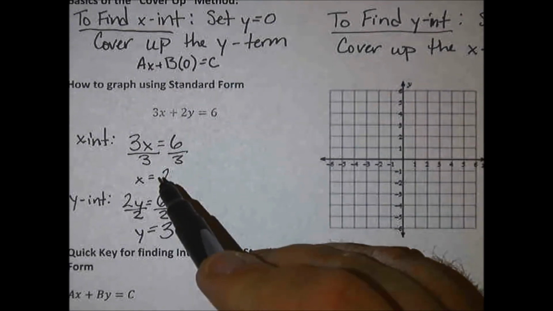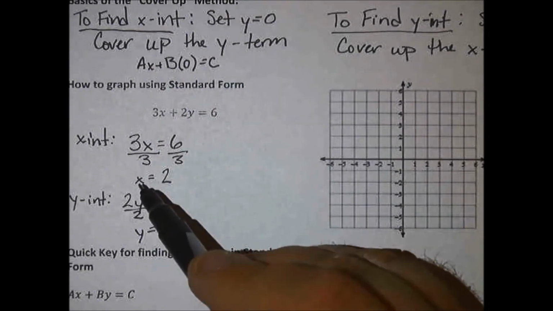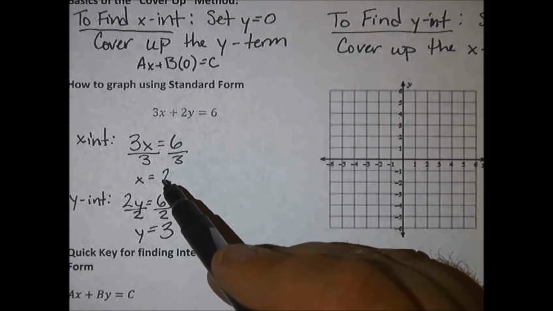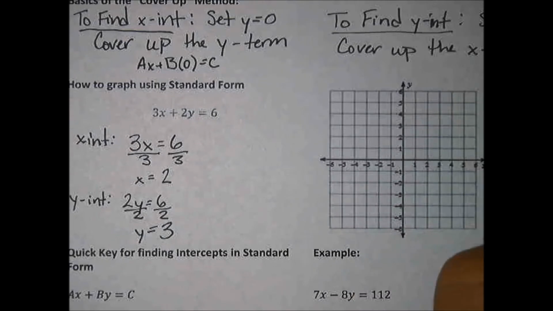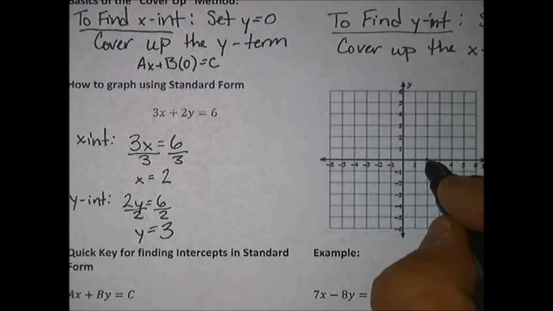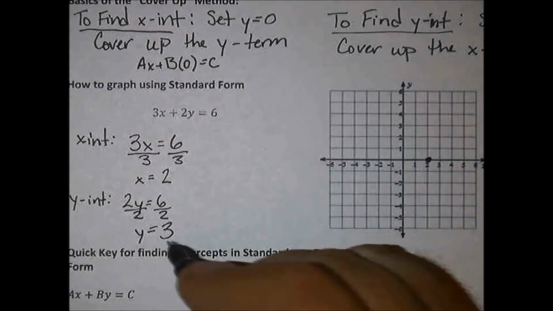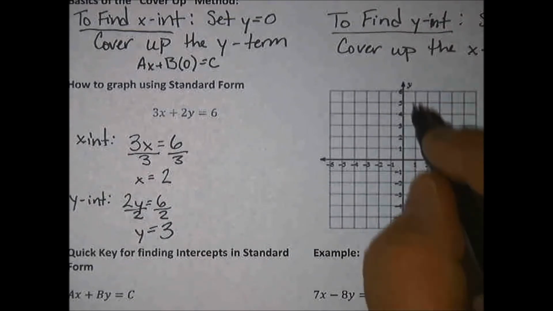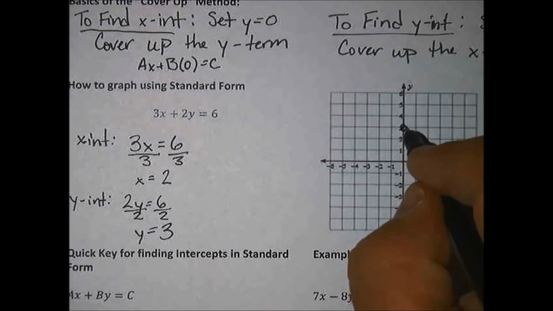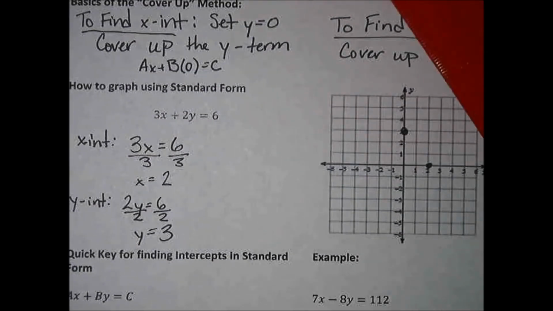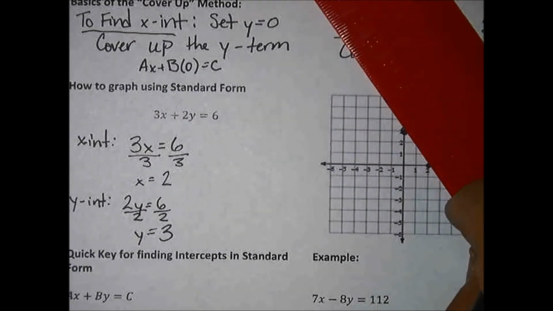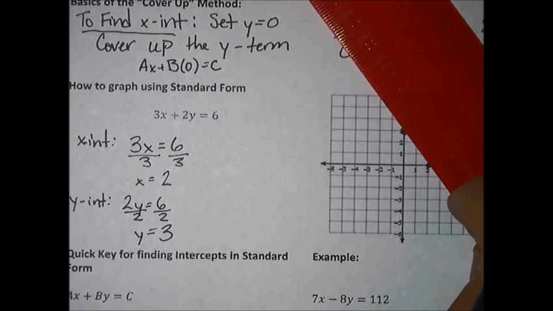I have x equals 2, and that's telling me my x-intercept is 2. The x-intercept, where it crosses the x-axis, is at 2. The y-intercept is at 3, where it crosses the y-axis. I have 2 points, and I only need 2 points to draw a line. So there we go. We are set here.